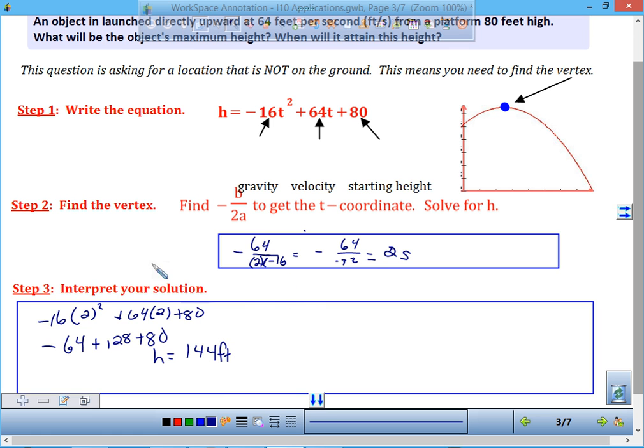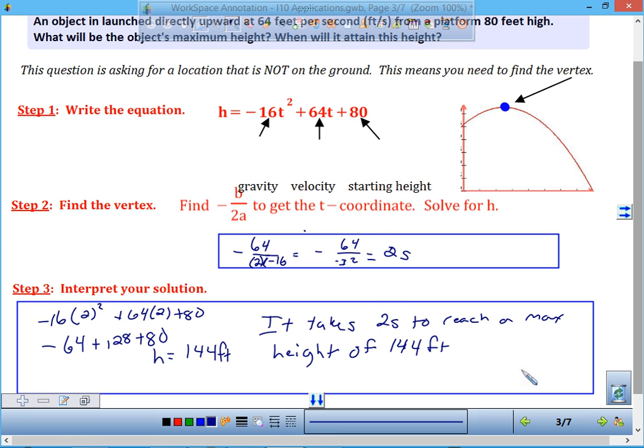So if we interpret the solution, we would say that it takes 2 seconds to reach a max height of 144 feet. And that's how we would find our vertex. We've done many problems of finding a vertex, and that's what this problem is asking for: the maximum height and how long it takes to get there.